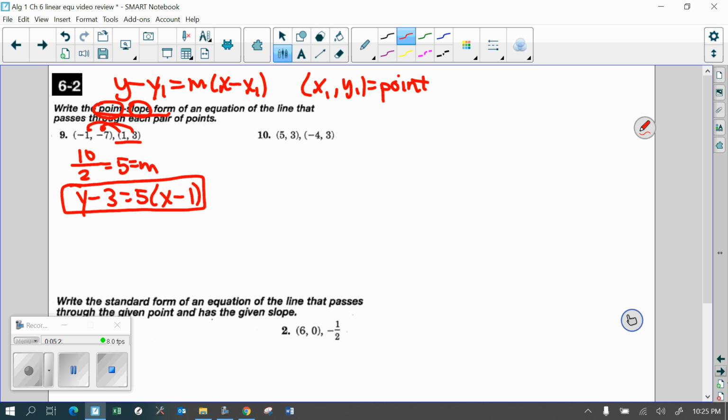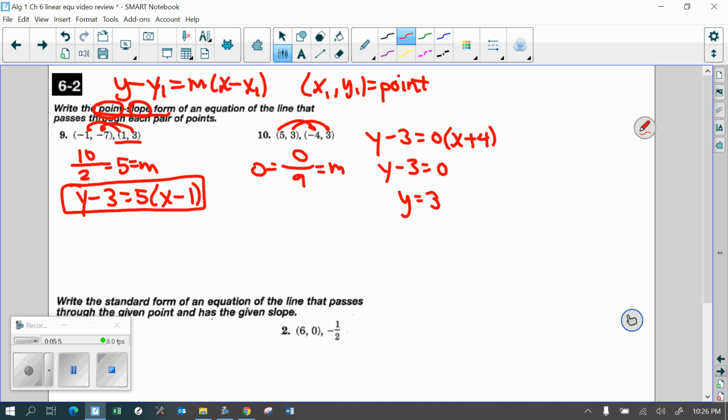Okay, let's do it one more time. 3 minus 3 is 0 over 9. So slope is 0. Y minus 3 equals 0 times the quantity x plus 4. That would be point slope form. Okay, now someone would not let you leave it like that because 0 times anything is 0. So you'd have y minus 3 equals 0. And some don't like leaving 0 anywhere, so they move the 3 across and you get y equals 3. Okay, and that tells you it's a horizontal line at y equals 3. All the y's are 3 there.